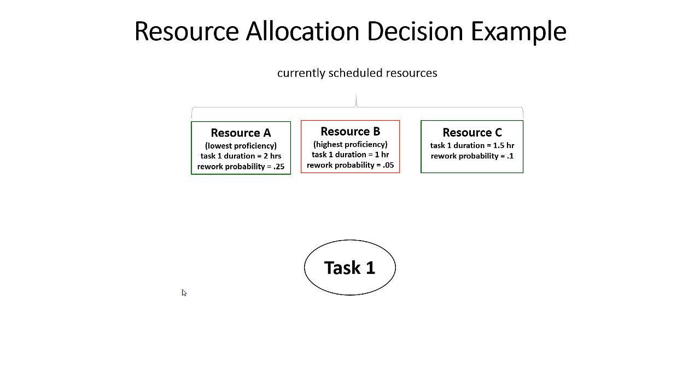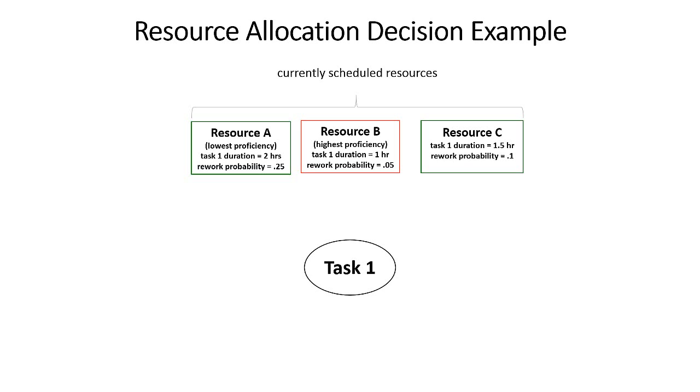So we have a decision to make. We can choose from resource A, B, or C, and there are going to be consequences to choosing all of those resources. If we choose resource A, this is the resource with the lowest proficiency on task 1. It takes 2 hours to do the task, and there's a 25% rework probability.